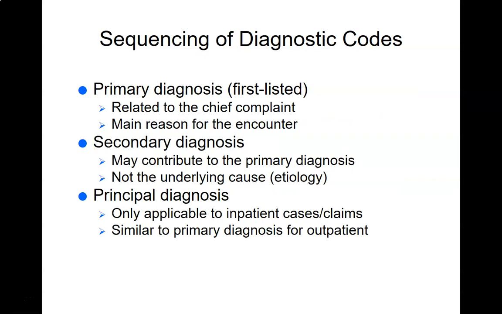Sequencing of diagnostic codes. The primary diagnosis, which is the first listed, is related to the chief complaint and is the main reason for the encounter. A secondary diagnosis may contribute to the primary diagnosis, not the underlying cause, which is etiology. Principal diagnoses are only applicable to inpatient cases and claims. It is similar to the primary diagnosis for outpatients. Primary and secondary diagnoses are used for outpatient visits only. A principal diagnosis, again, is used for inpatient encounters. And an etiology is the cause of the disease, the study of the cause of the disease.